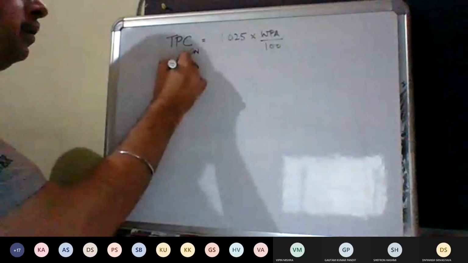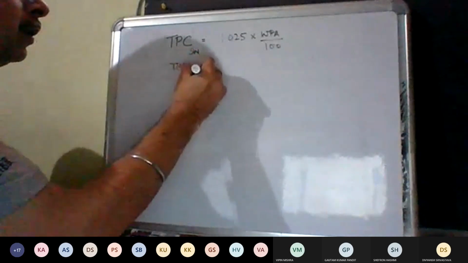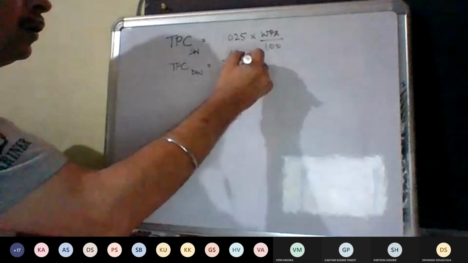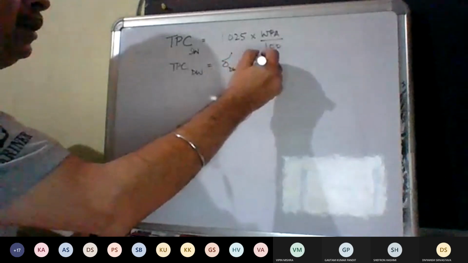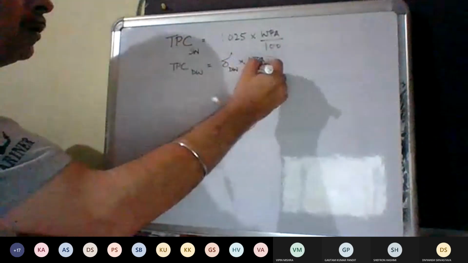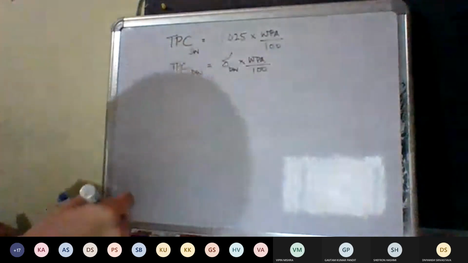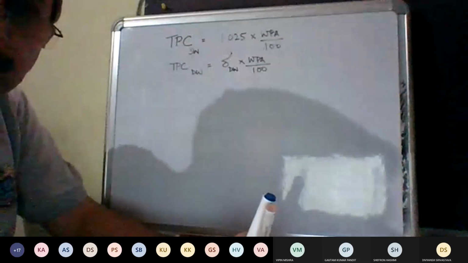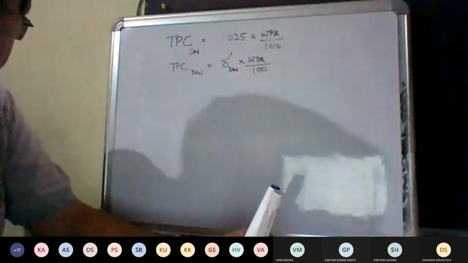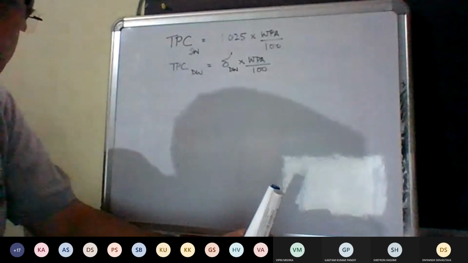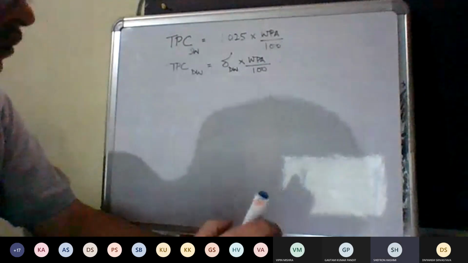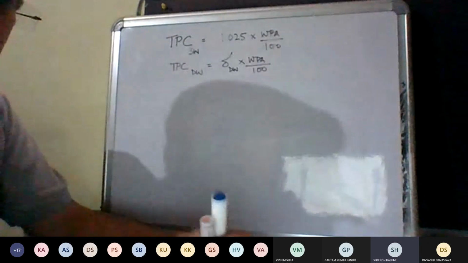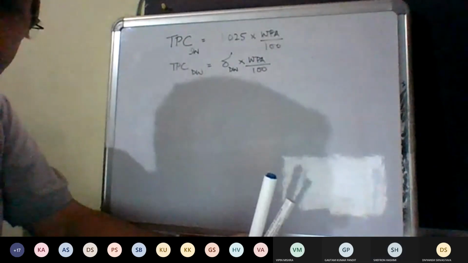Therefore, TPC of dock water is equal to density of dock water into water plane area upon 100. This is known as TPC. Sir, what is the meaning of sink by 1 centimeter?